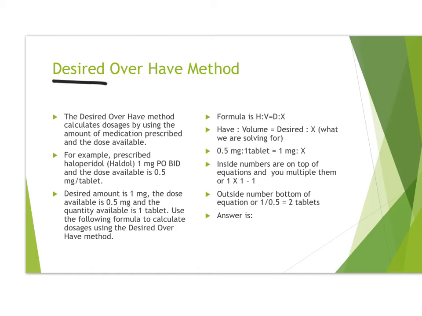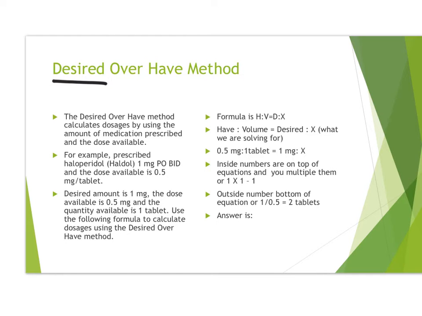Okay, so the desired over have method helps us to calculate needed dosages when we have a prescription and we know what the dose is that is available. For example, if you have Haldol, 1 milligram prescribed by mouth 2 times a day, and the pharmacy sends you 0.5 milligrams per tablet, how would you do this calculation?